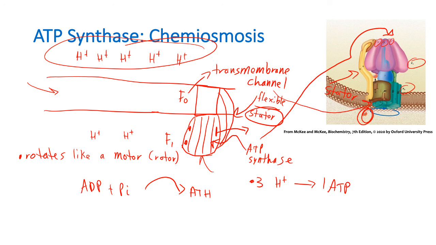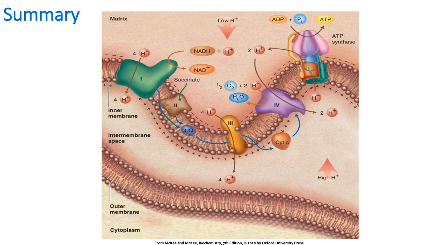Take a look at some of the videos at the beginning of this slideshow to get further visualization of what's going on with this fascinating enzyme. In summary, this is what's going on with the electron transport chain. So notice here is the matrix side. Out here is the intermembrane space.